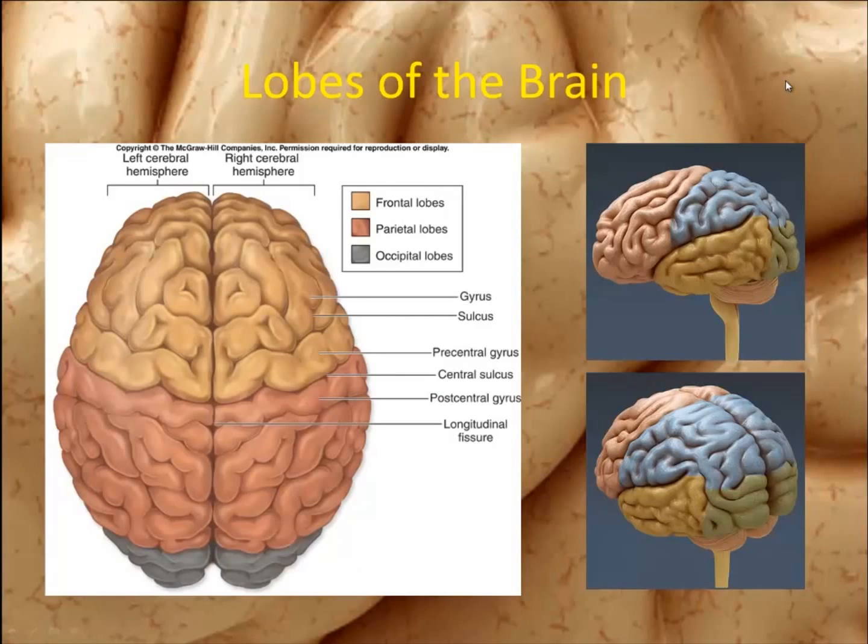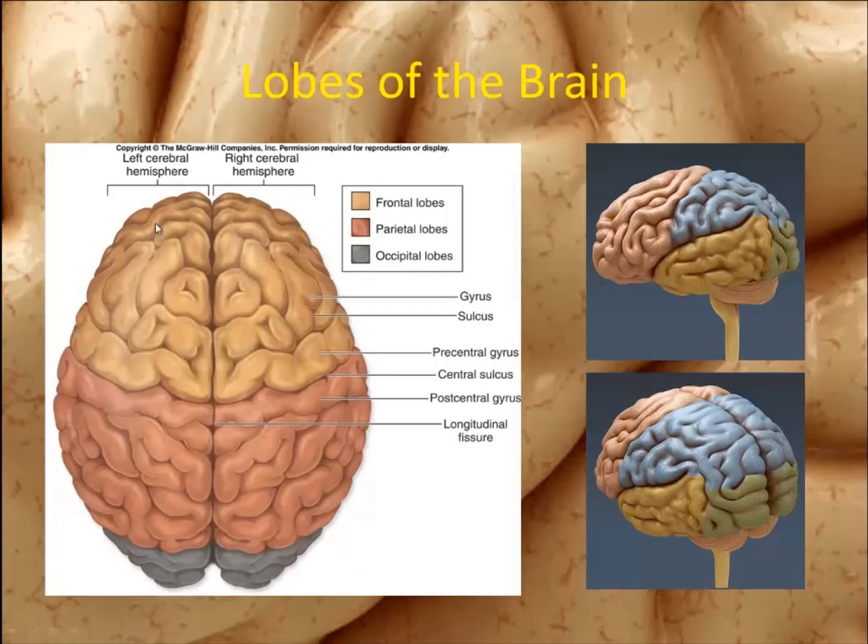In this diagram, we're just looking at the gross anatomy of the brain, and here we can see that there are two hemispheres, the right cerebral hemisphere and the left cerebral hemisphere. Now, this is color-coded to show you the different areas or the different lobes of the cerebrum. Your sheep brains will not be color-coded.